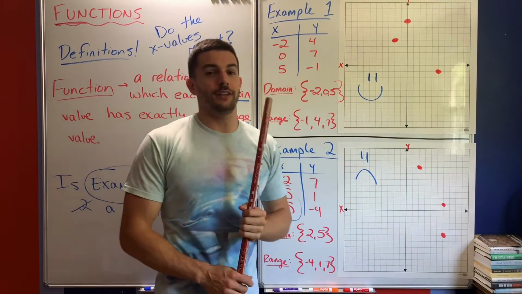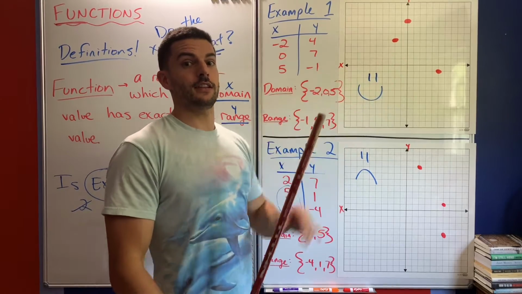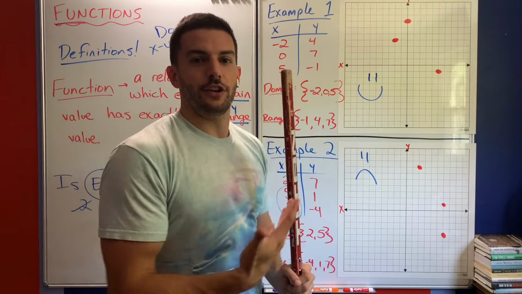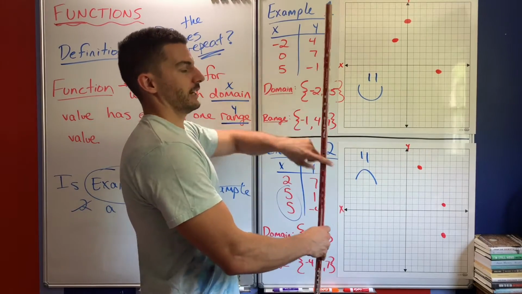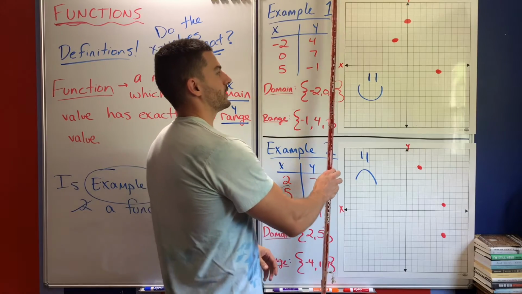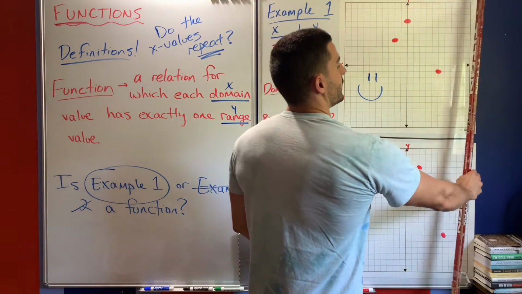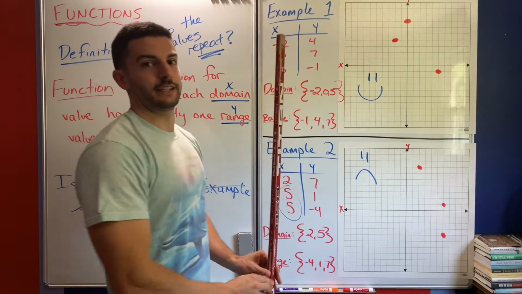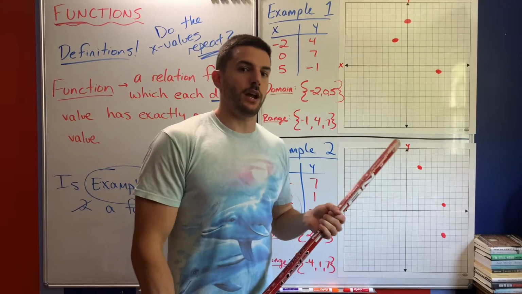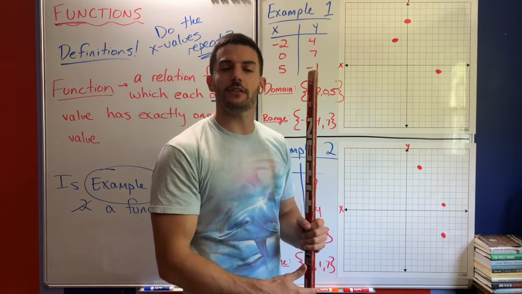So for example one, if we were to determine just on the graph, is this a function? I can use this hockey stick here, or it's called the vertical line test. A vertical line is a line that's just straight up and down. I would imagine a vertical line scanning across the graph, and what I look for is any spots on the graph where more than one point would hit that vertical line at the same time.